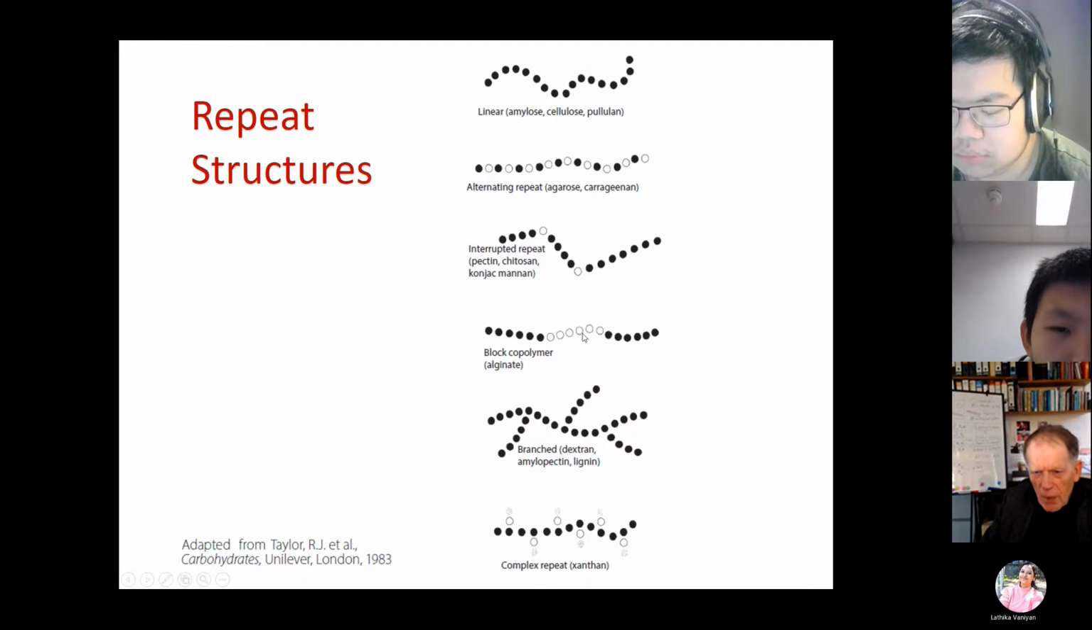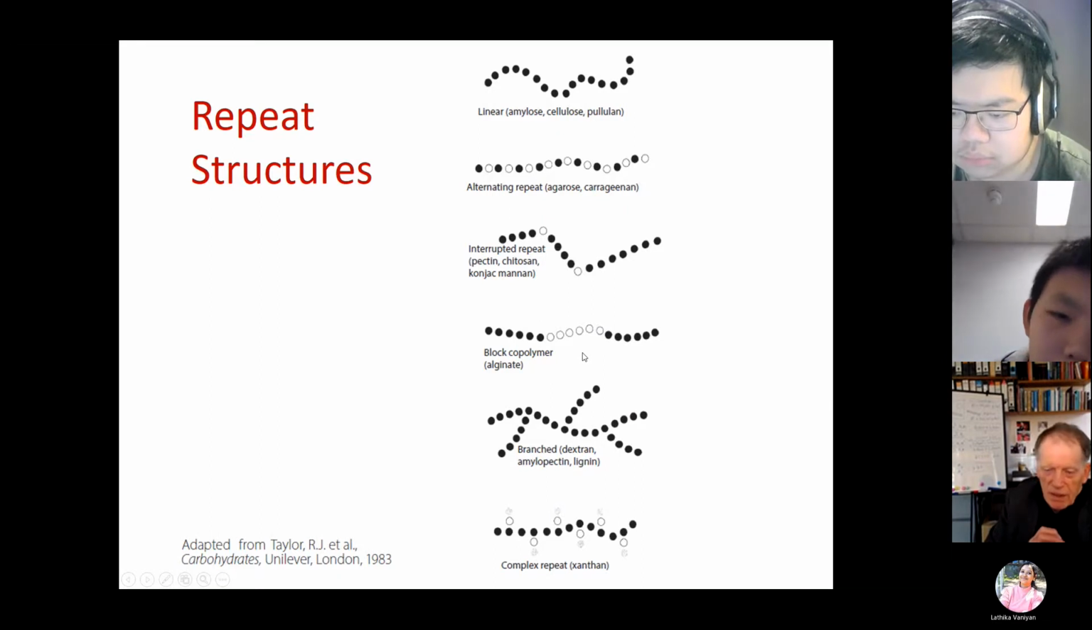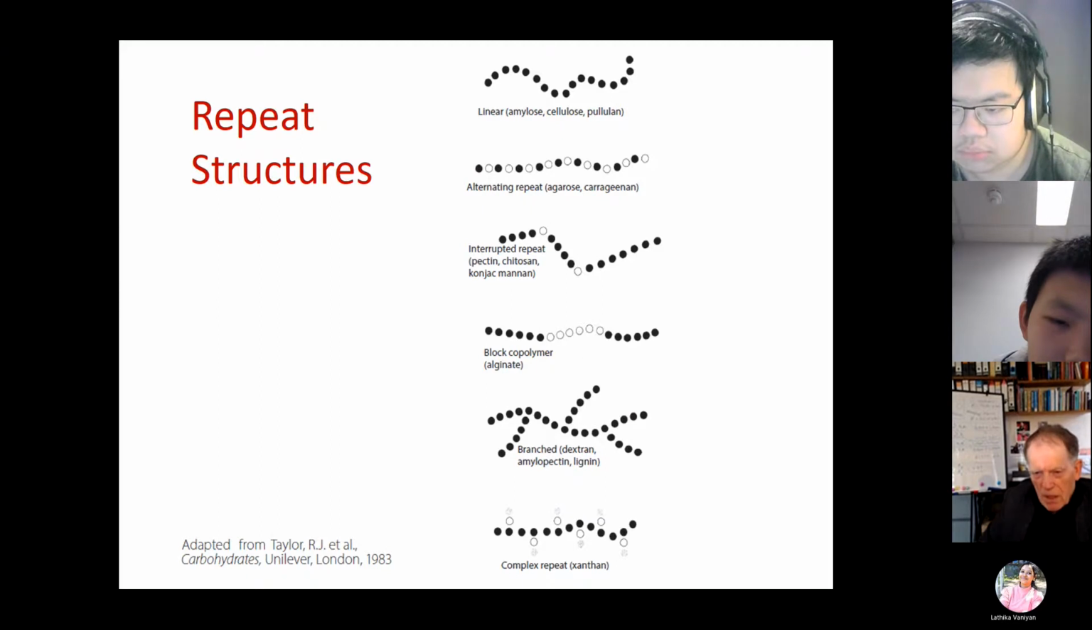You get block copolymers, so you get blocks of one type of monosaccharide repeat, for example, glucuronic acid, and then blocks of another repeat, mannuronic acid, and blocks of another repeat. Could be glucuronic acid or mannuronic acid, or in some cases, alternating mannuronic and glucuronic residues. These are examples of a block copolymer polysaccharide.